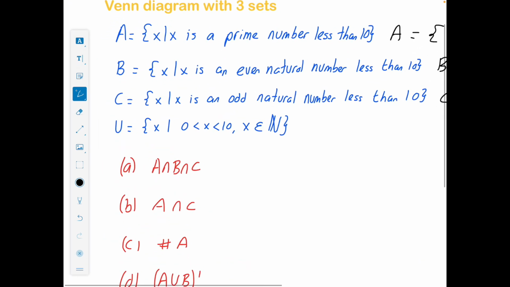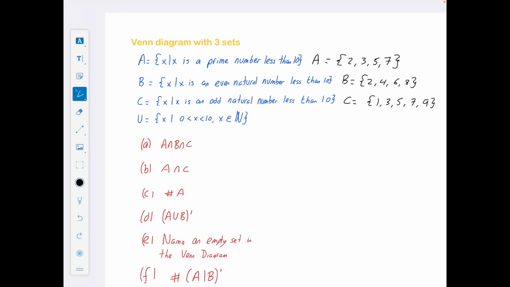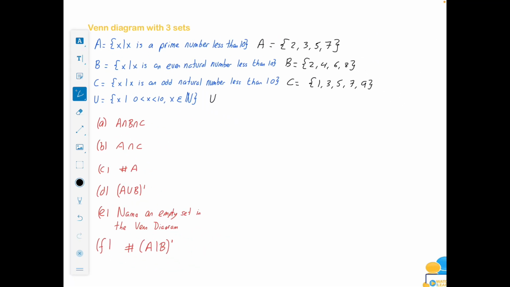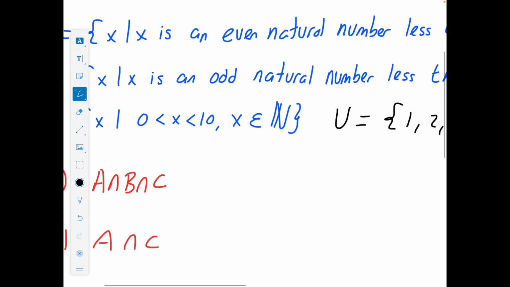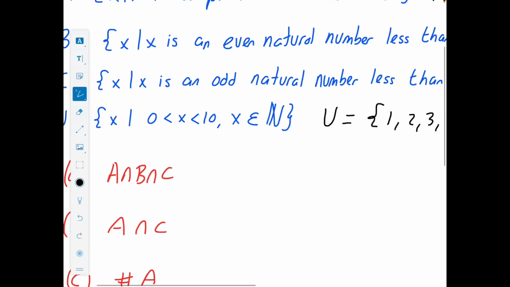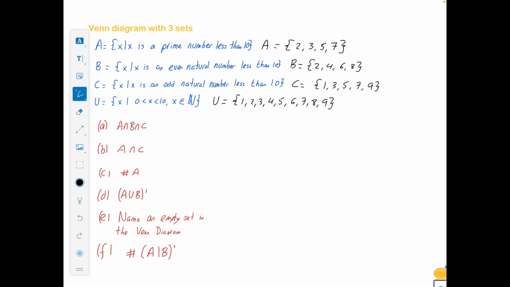Okay, and then we have our universal set. What this means is that x has to be bigger than 0 and less than 10, and it's also a natural number. So our universal set is going to be 1, 2, 3, 4, 5, 6, 7, 8, and 9. Be careful, this symbol here is less than 10. If it was less than or equal to 10, then you would include the number 10. That's not relevant to this question. We have it less than 10.